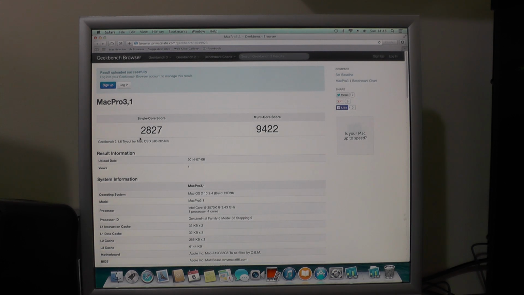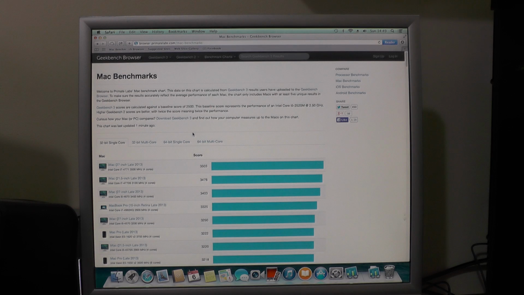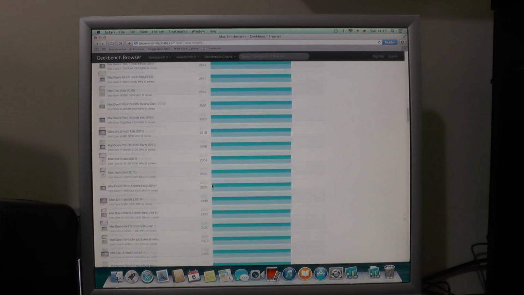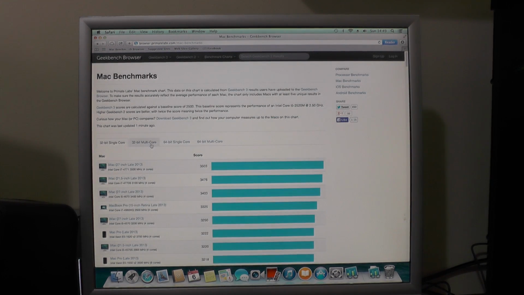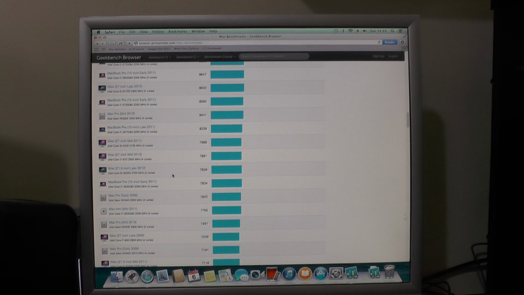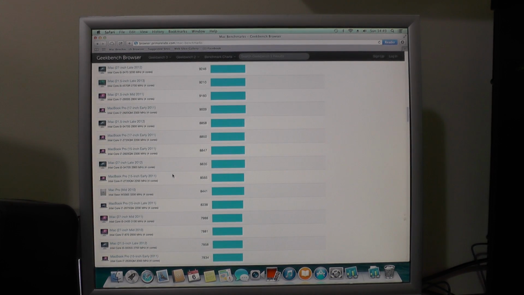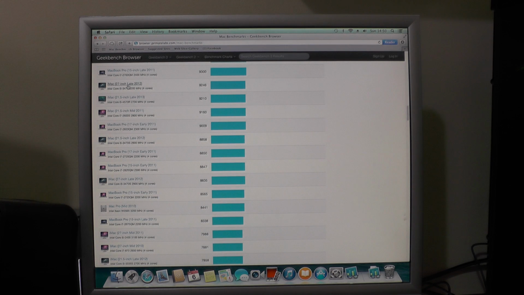As we can see, in 32-bit mode, we have a single core rating of 2827 and a multi-core score of 9422. Okay, so if we look around the 2400 mark, we're about the same as an iMac in 2011. And on multi-core, if you look around the 9000 mark, we're around about a 2011 spec MacBook Pro or a 2012 iMac.